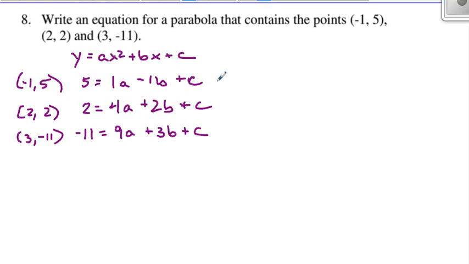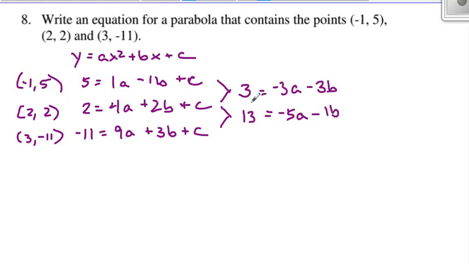So just like in the previous problem, I'm going to subtract pairs. This time, by the way, we don't know c right away, but we'll get there. So 5 minus 2 is 3. 1a minus 4a is negative 3a. And negative 1b minus 2b is going to be negative 3b. In the next pair, when I subtract, 2 minus negative 11 is 13. 4a minus 9a is negative 5a. And 2b minus 3b is going to be minus 1b.